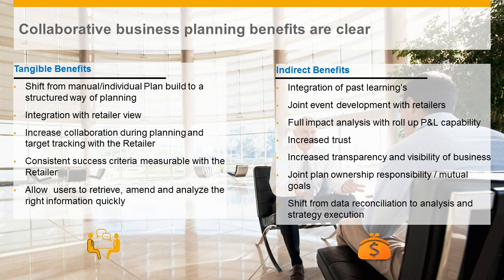So if we talk about collaborative business planning from a benefits perspective, both from a tangible and indirect perspective, they're very clear. They're crystal clear, in fact. So from a tangible perspective, you're talking about consistent success criteria that you can measure together with the retailer, and again, elevate that conversation you have with that retailer.